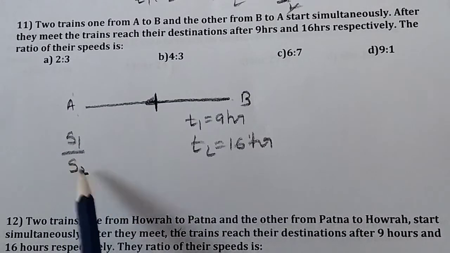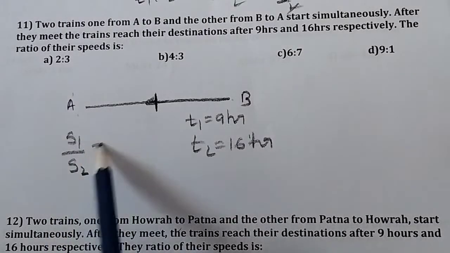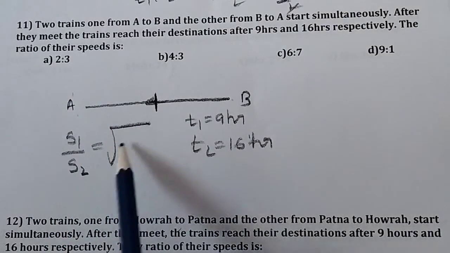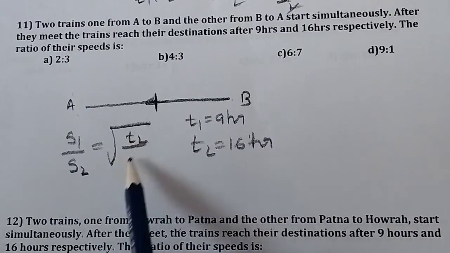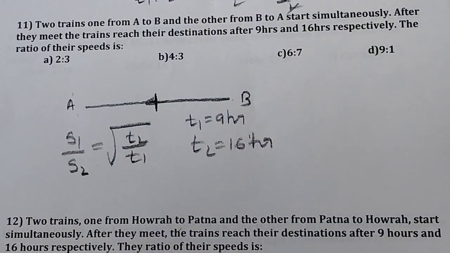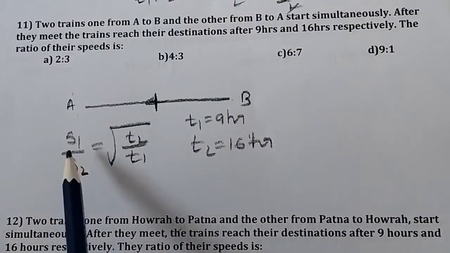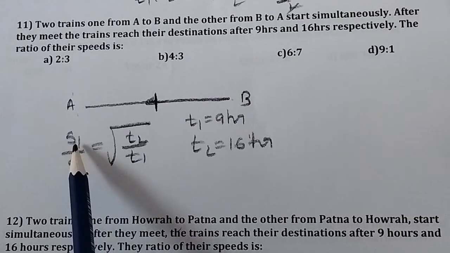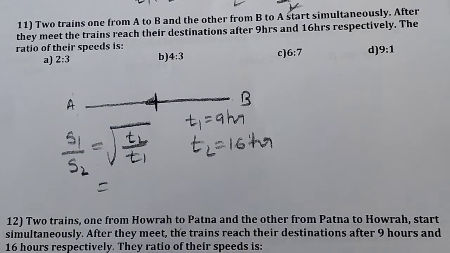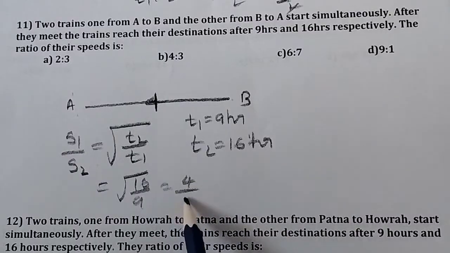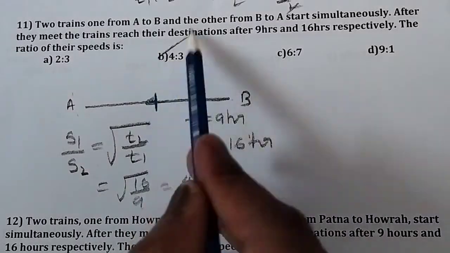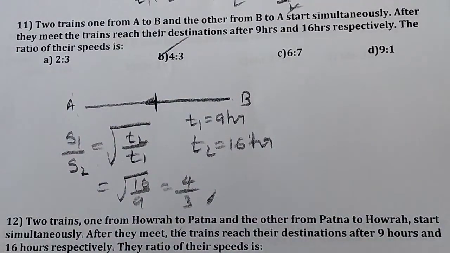the second train's speed. That is S1 divided by S2 equals simply the square root of T2 divided by T1. That is so easy to find the ratio between S1 and S2. That is the square root of 16 by 9, that is 4 by 3. So 4:3 is the ratio.